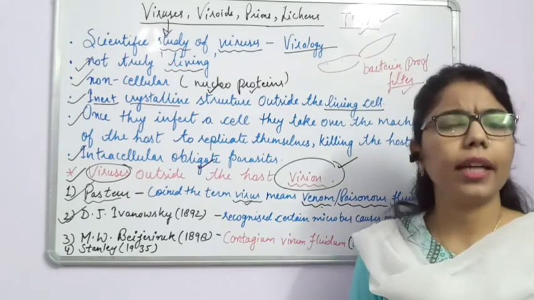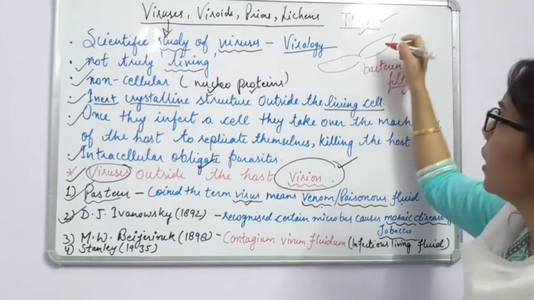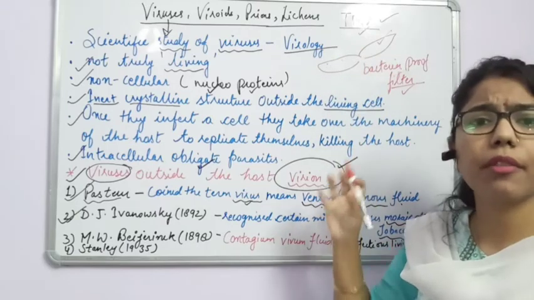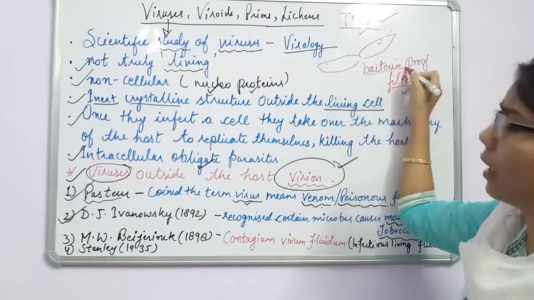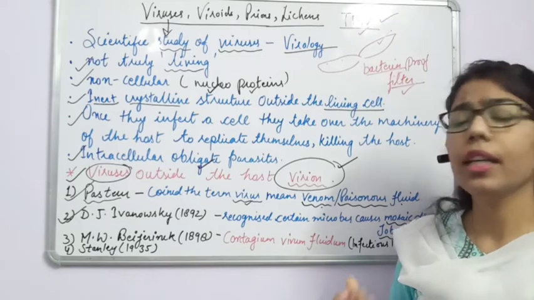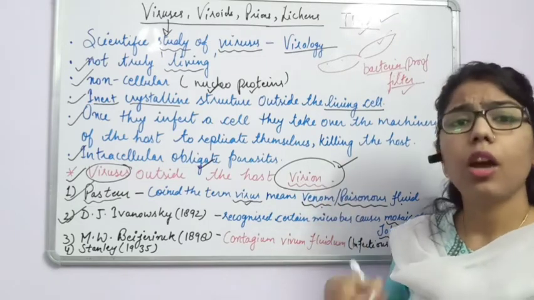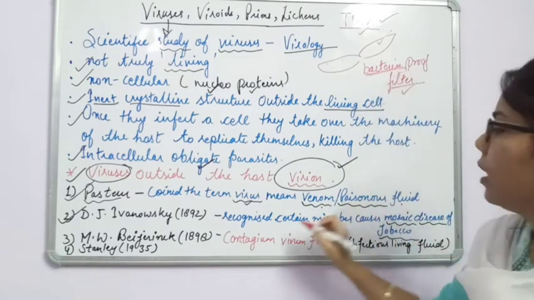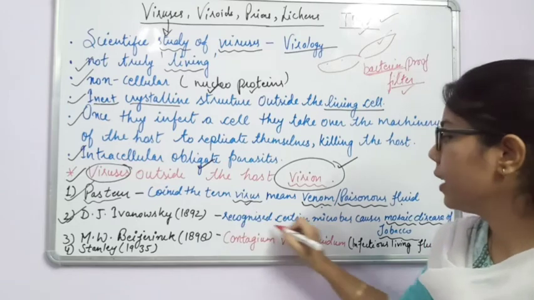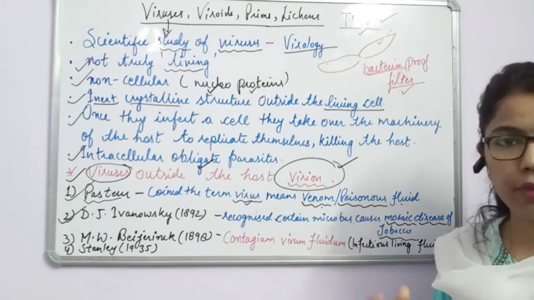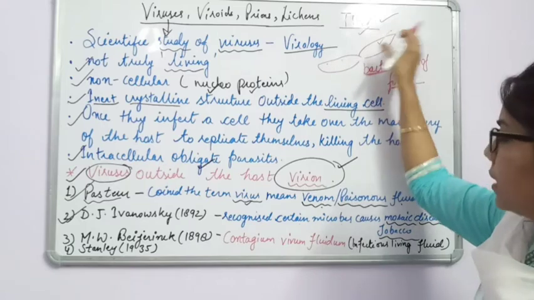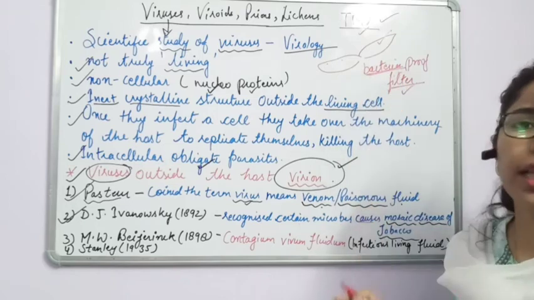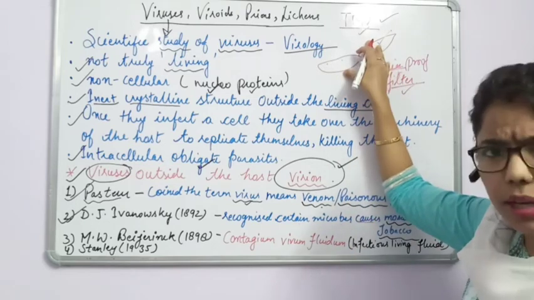So he concluded that the microbes which are present in these leaves and are affecting them are much smaller than bacteria. Bacteria are small in size, but these microbes are even smaller than bacteria. So the same thing he has written: he recognized certain microbes present in these leaves which cause some disease in tobacco. Still, he was not able to say more about viruses.